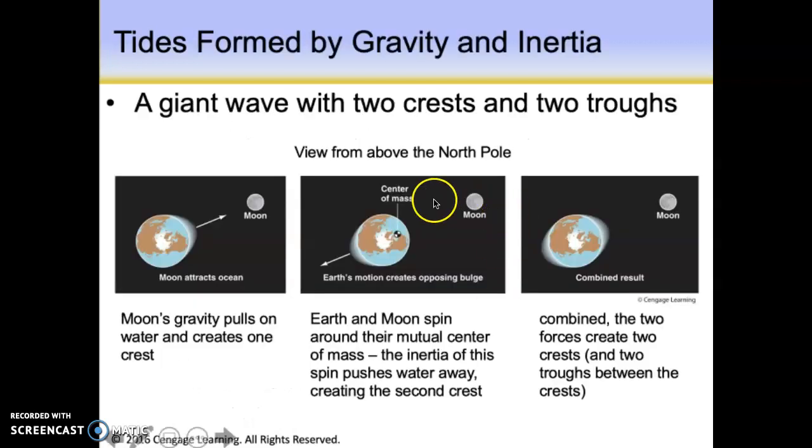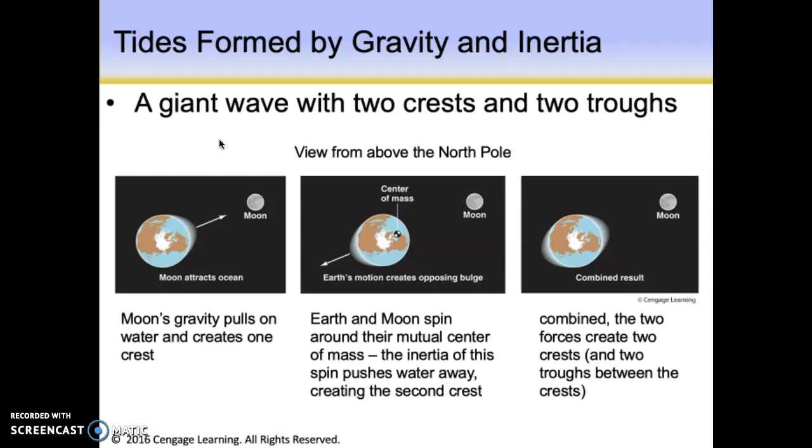Let's take a look at this set of diagrams, and this kind of brings together where we get our two crests. So think of the tide as a giant wave with two crests, that's high tide, and two troughs, that would be low tide. The first crest is pulled toward the moon by the moon's gravity. Because the ocean is liquid, gravity can tug on that liquid and pull it up toward the moon.